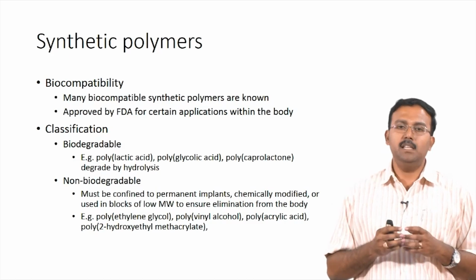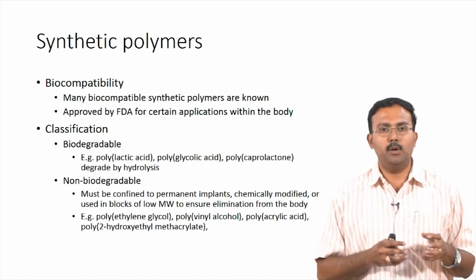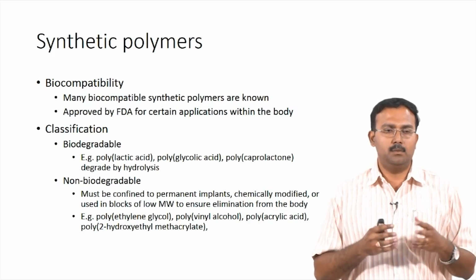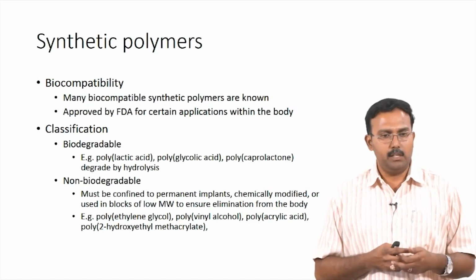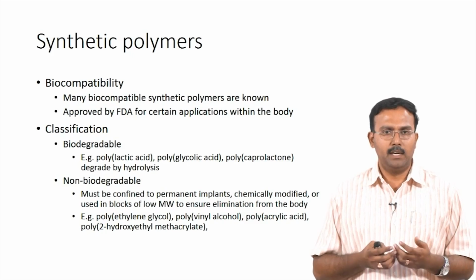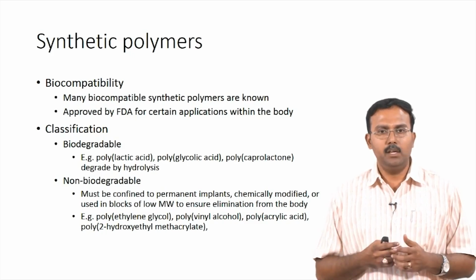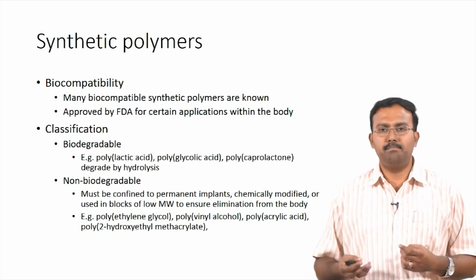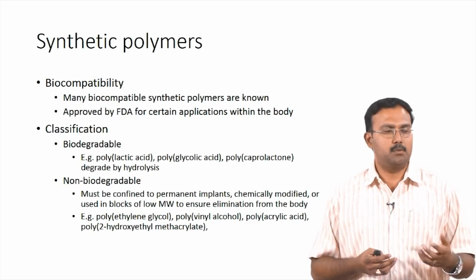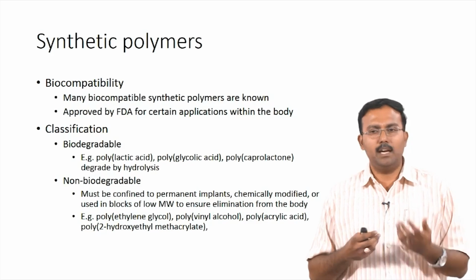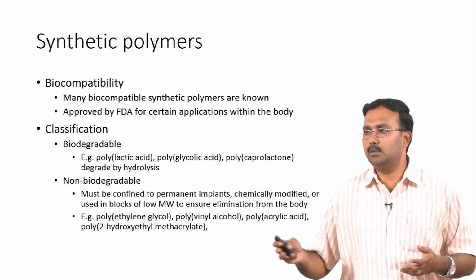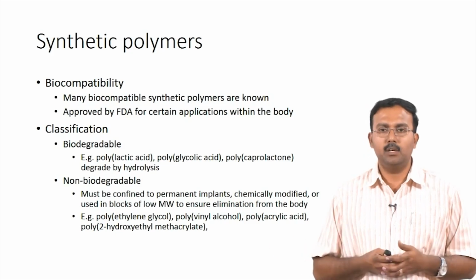So, broadly these materials are classified as biodegradable and non-degradable. Biodegradable are the ones which basically degrade in your body in vivo. Non-biodegradable do not degrade inside your body. Examples for the biodegradable would be PLA, PGA, PCL and so on. These usually degrade based on hydrolysis. It is a simple hydrolysis reaction which will just degrade these into products that can be excreted out.